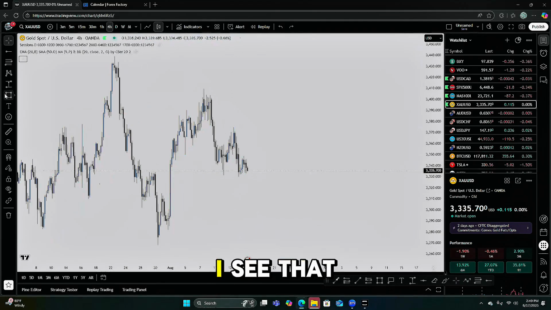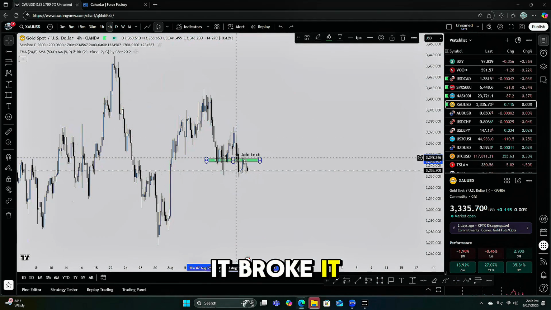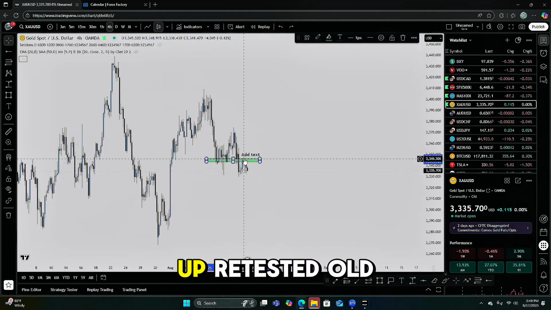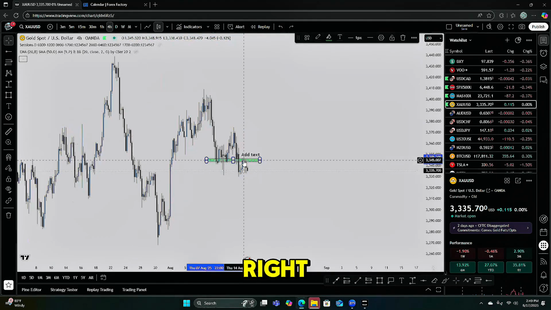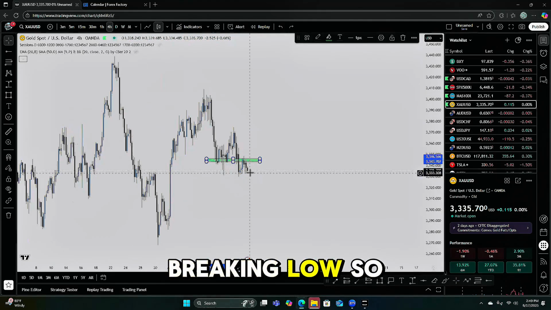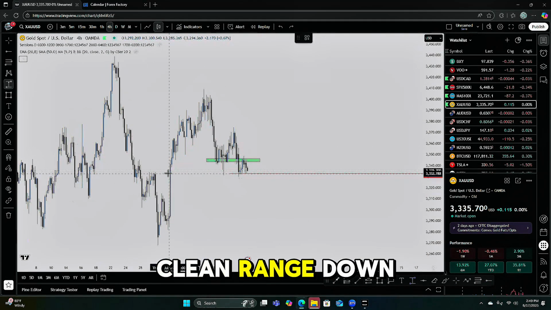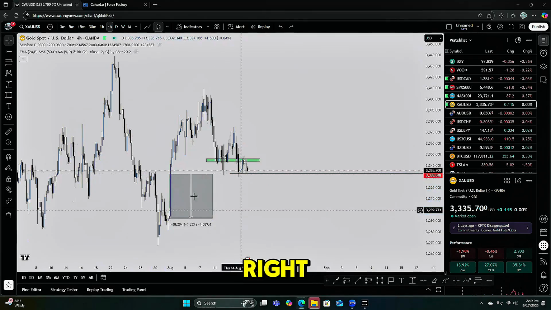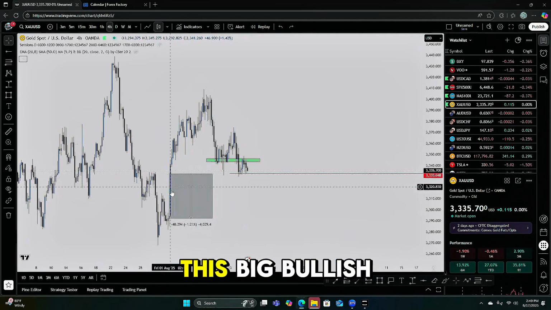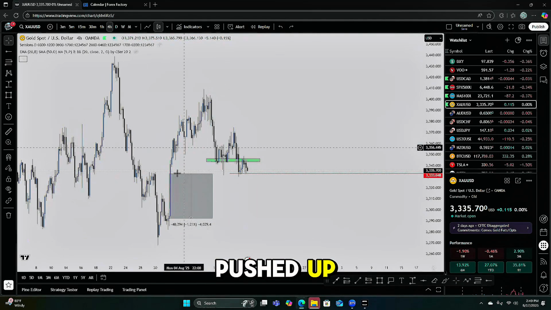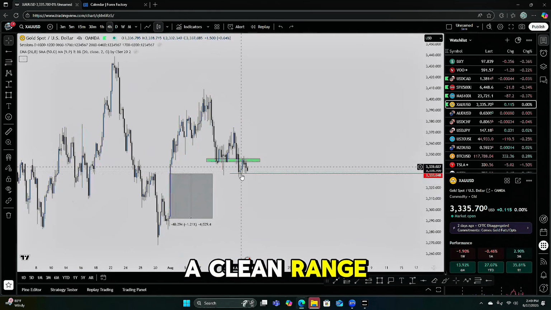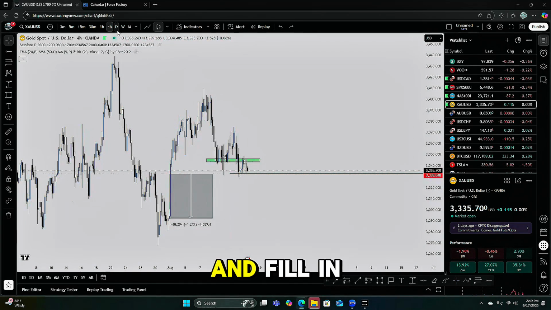I see that it broke out of this, right? And then came up, retested old support, which is now new resistance, right? And then it's breaking low. So now if we break these lows, we have a clean range down, because like I said, I always look left. And we have this big bullish candle that got pushed up. So this is a clean range for it to fill down here and fill in this range. So this is the last pair I'm interested in.